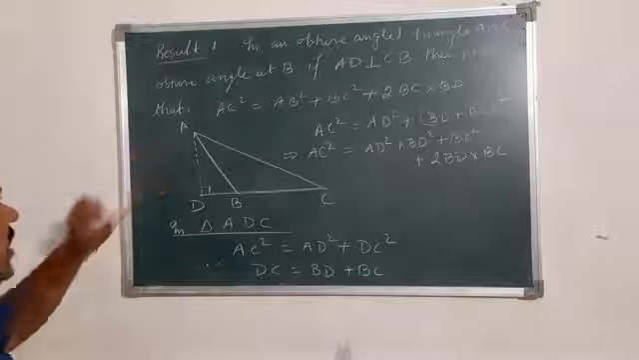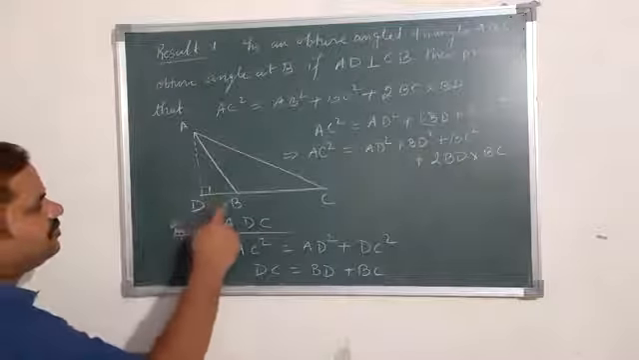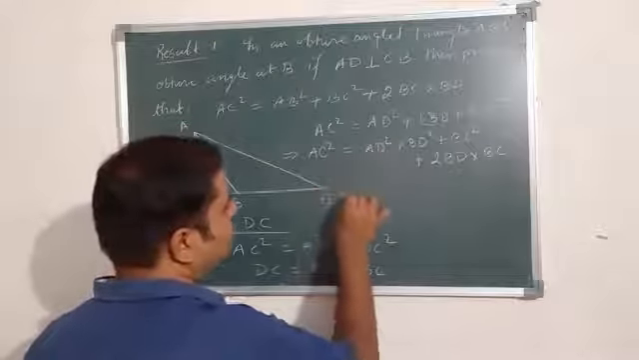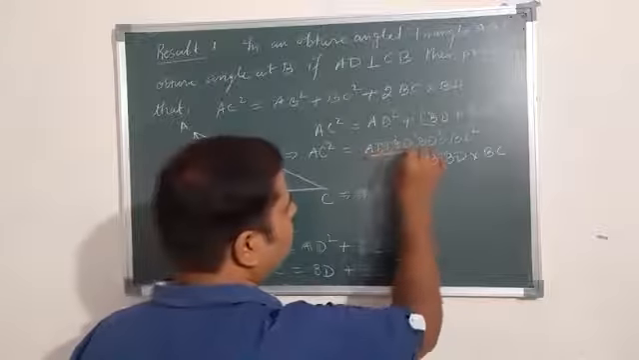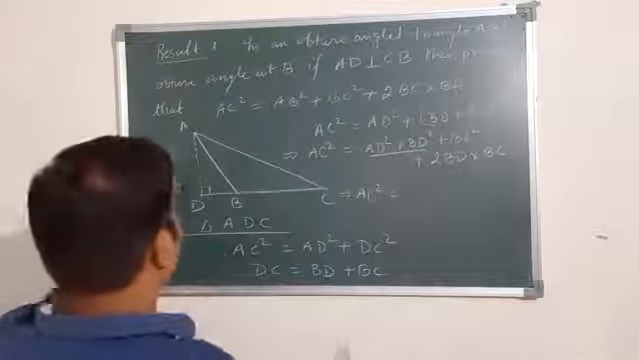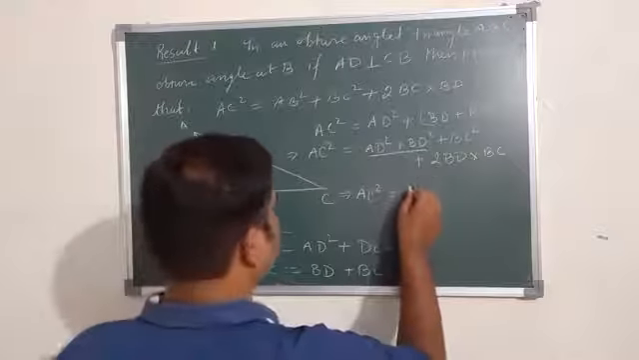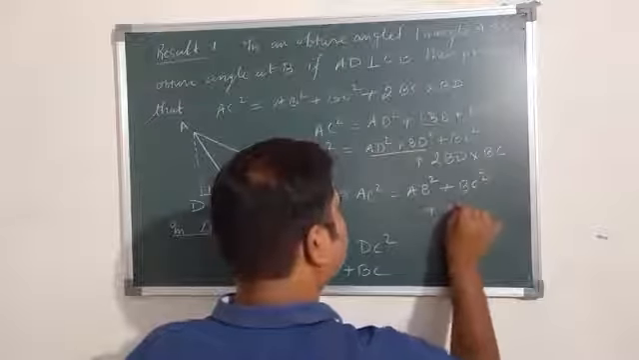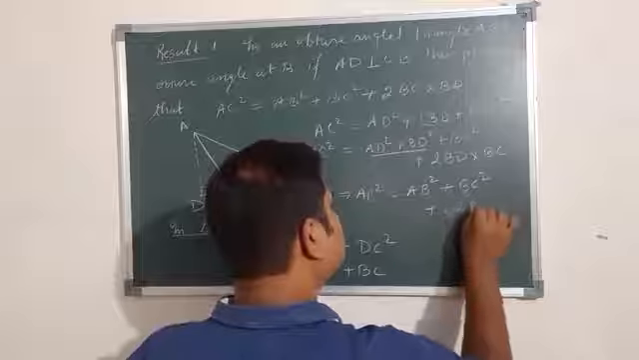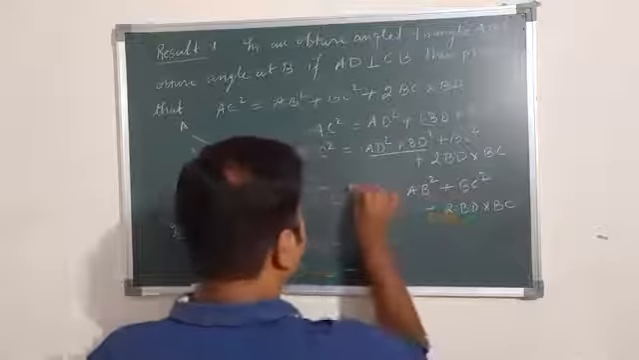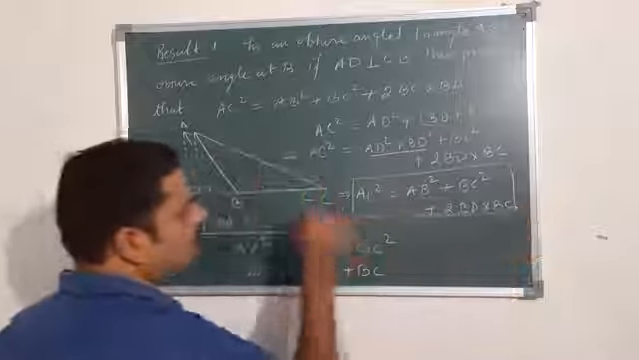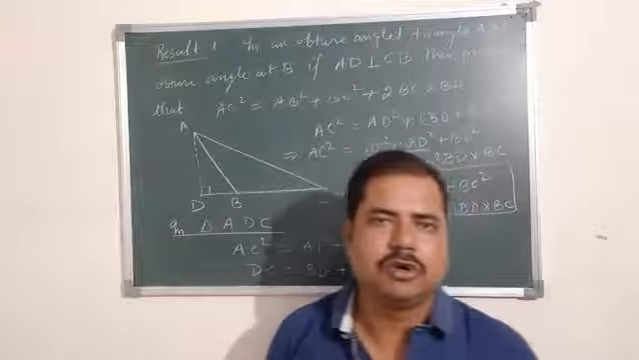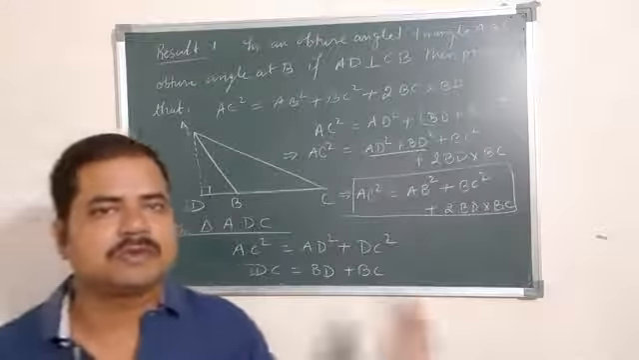And if you see in triangle ADB, AD square plus DB square is equal to AB square. So we can write AC square is equal to AB square plus BC square plus 2BC cross BD. So this is our result. This is an important result from Pythagoras theorem, so please note it down. Afterwards we will see the next result.